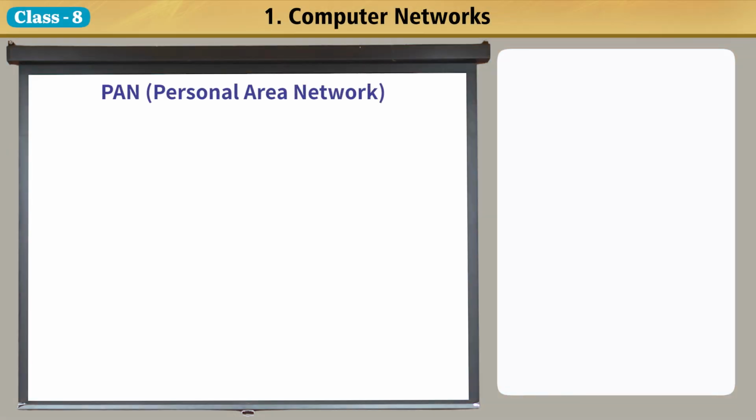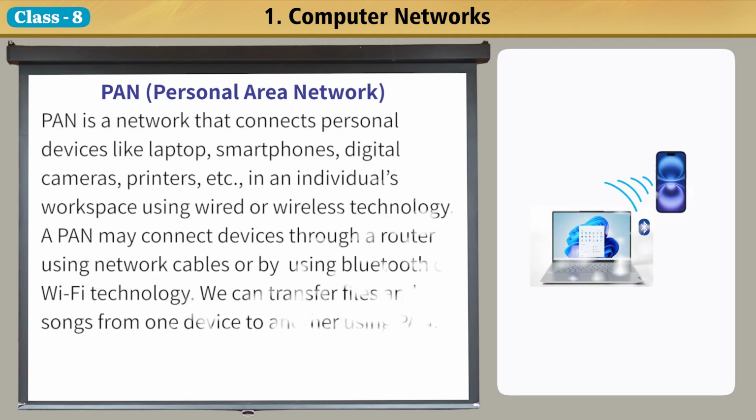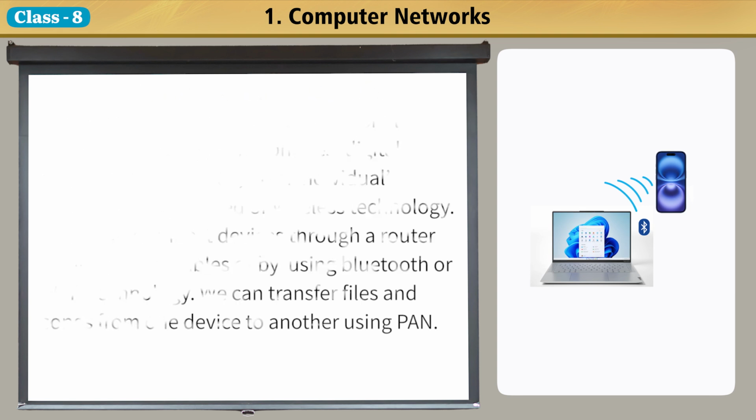PAN, personal area network. PAN is a network that connects personal devices like laptops, smartphones, digital cameras, printers, etc. in an individual's workspace using wired or wireless technology. A PAN may connect devices through a router using network cables or by using Bluetooth or Wi-Fi technology. We can transfer files and songs from one device to another using PAN.